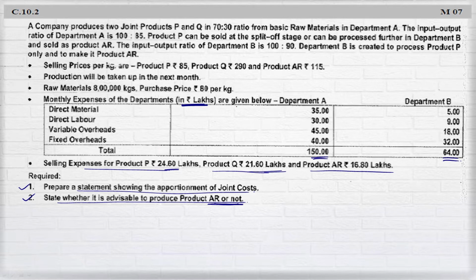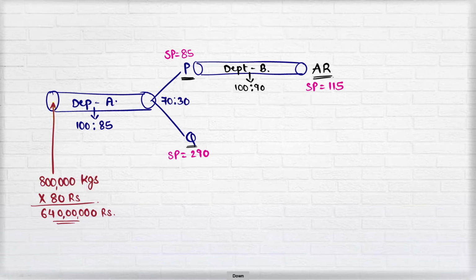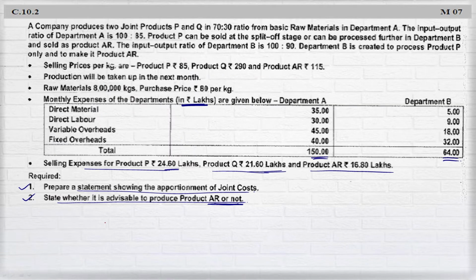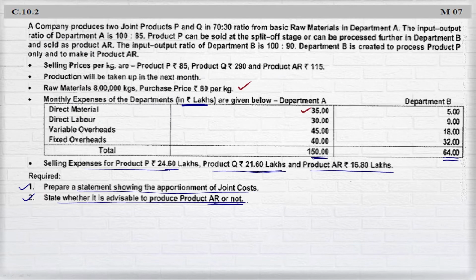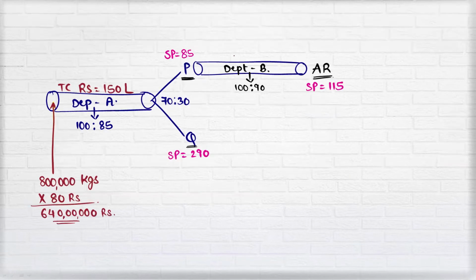Monthly expense of department A and B are as follows. So department A total cost is 150 lakhs. Department A is over here. Total cost is 150 lakhs. And it includes other direct materials. It does not include this material. And department B total cost is 64 lakhs.